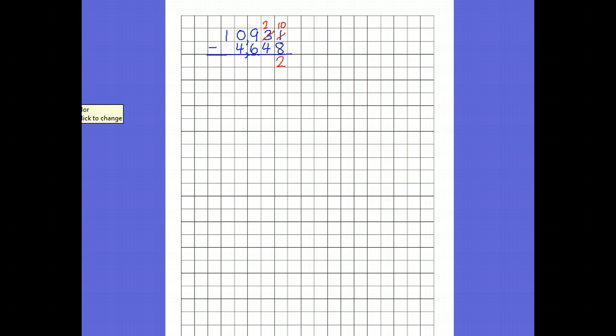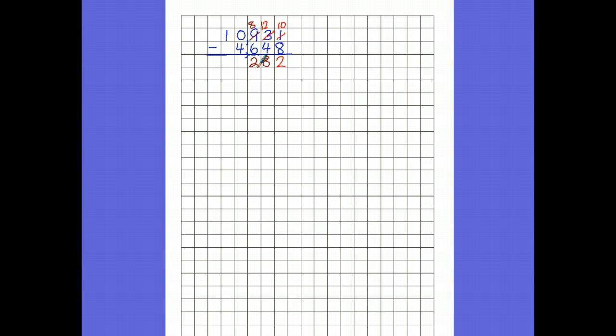Next we have 2 minus 4. We can't take 4 from 2, so we're going to have to borrow. So we're going to come to this 9, make it an 8, and then this 2 becomes a 12. 12 minus 4 is 8. 8 minus 6, we can do that. So we take 8 and we take away 6, and that gives us 2.